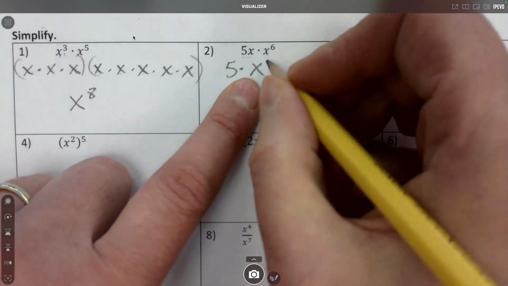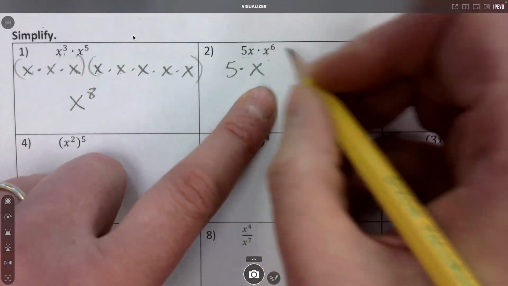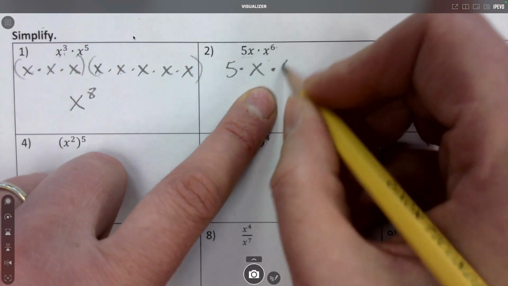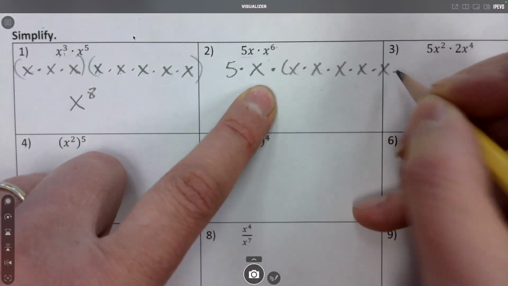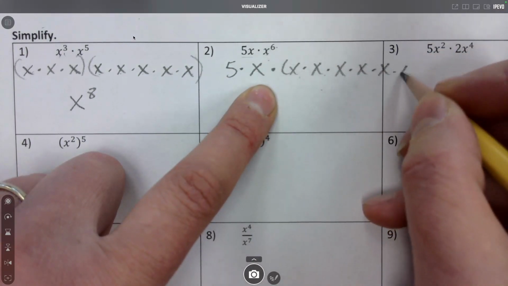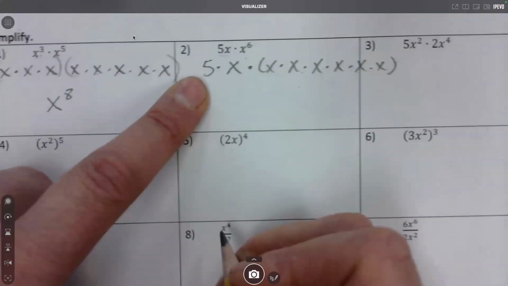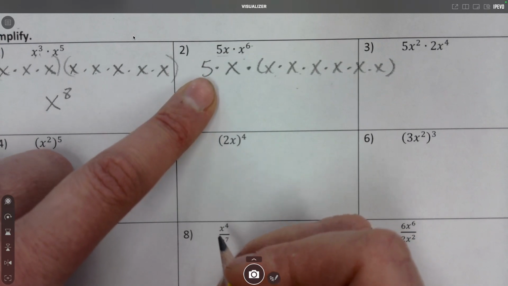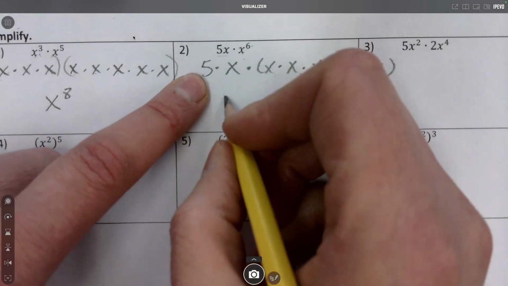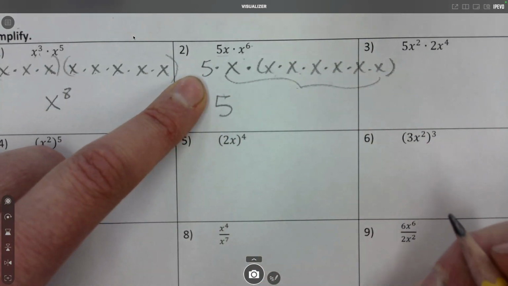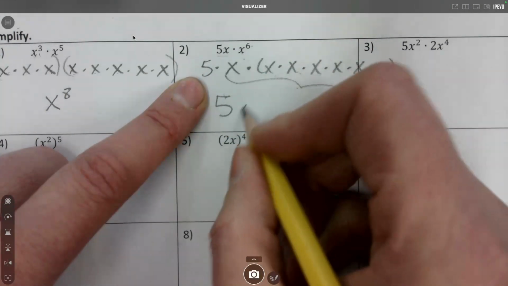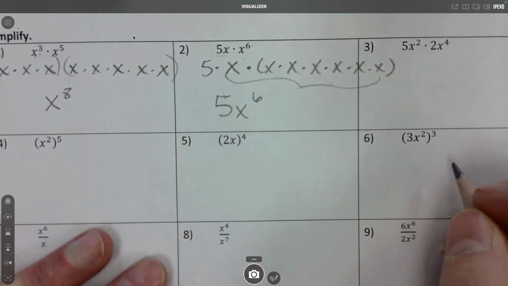So I have this, that's my x to the 1st power. And then I have times x to the 6th, which means I have times 6 more x's. 1, 2, 3, 4, 5, 6. So when I go through and simplify this, I want to look at coefficients first. So that means numbers. So I have just a 5. And then I want to look at how many x's are being multiplied. And I have 6 factors of x, which means x raised to the 6th power.